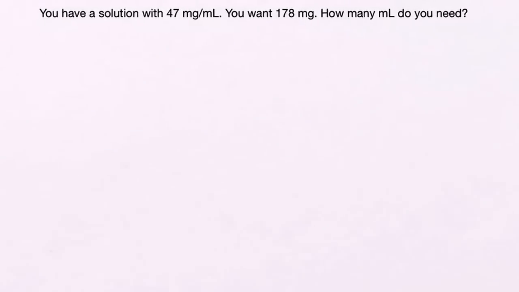For this question, again, it is what is the unit that we are looking for. Says here, how many milliliter do you need? So the unit is milliliter.